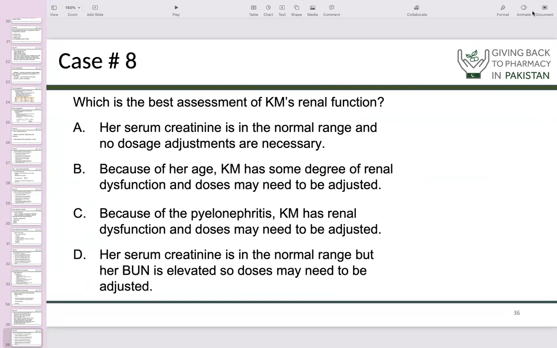This is simple enough. We daily encounter this in our practice. I'm sure you guys can answer this. So any clickers?